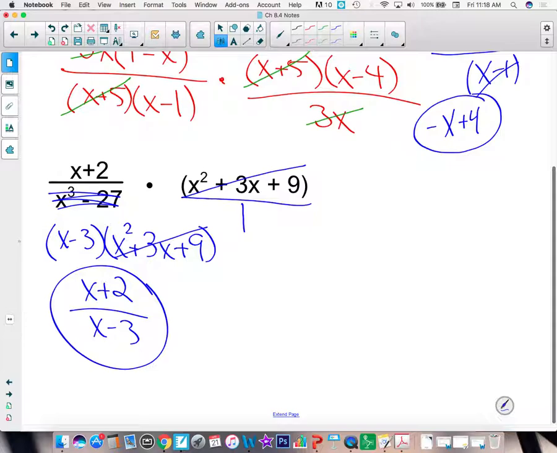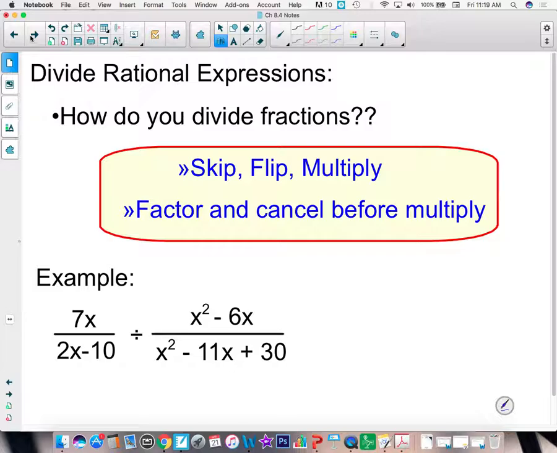So really, I would say 90% of this section is factoring. Once you factor it correctly, you should see things cancel. I would say almost 100% of the time you're going to see something cancel. If you don't have anything that cancels, then you probably factored it wrong. Okay, last thing we got is division.